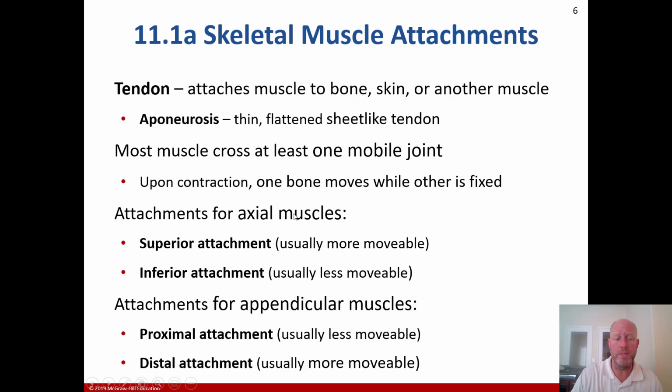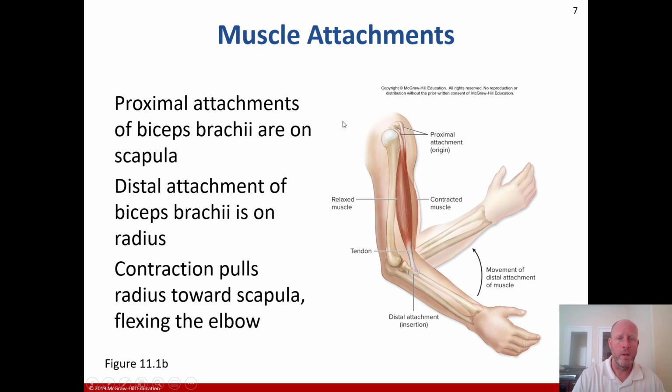For the attachments of the axial muscles, there's a superior attachment that's usually more movable, and the inferior attachment is usually less movable. For the appendicular muscles, the proximal attachments are usually less movable, and the distal attachments are usually more movable. What they're really referring to here is that the beginning is the origin, and wherever it goes to is the insertion. And you'll know where the origin is because the direction of the muscle always pulls toward the origin.